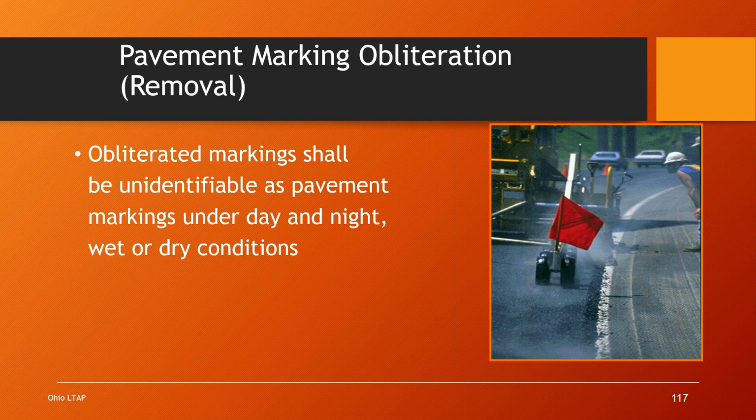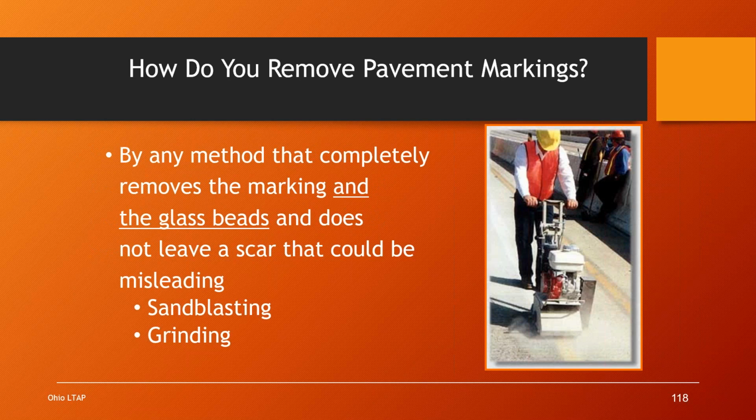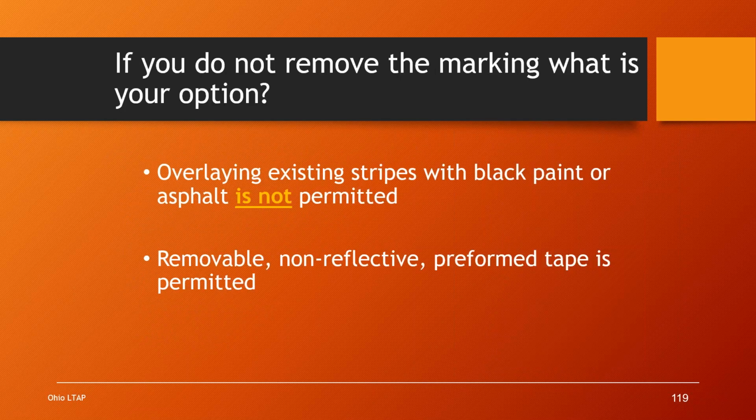So how do we remove pavement markings? The manual says, by any method that completely removes the marking and the glass beads and does not leave a scar that could be misleading. So we use sandblasting or grinding methods. If you do not remove the marking, what is your option?